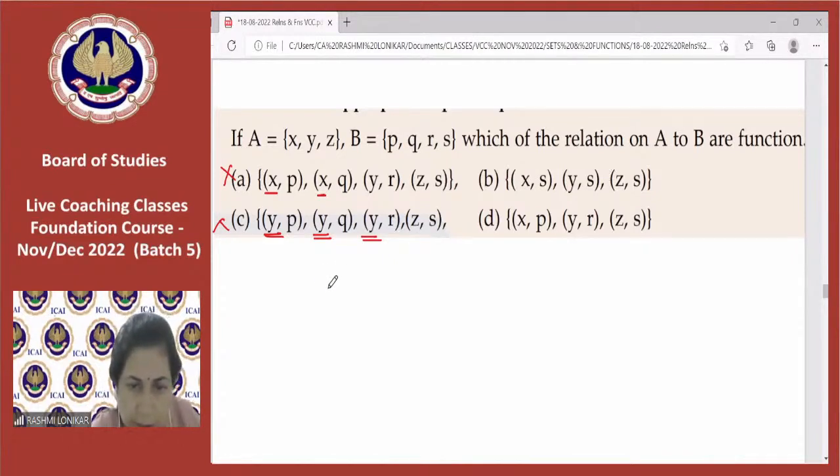Let us see the first one. What are the first elements in this? x, y, and z. They are different. Yes, and so this is a function. Now this is x, y, and z in D also. So we say this is a function. So B and D will be functions.